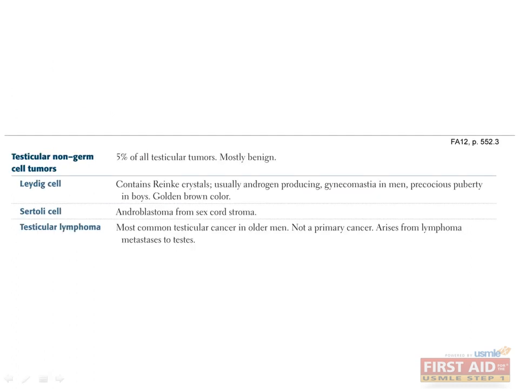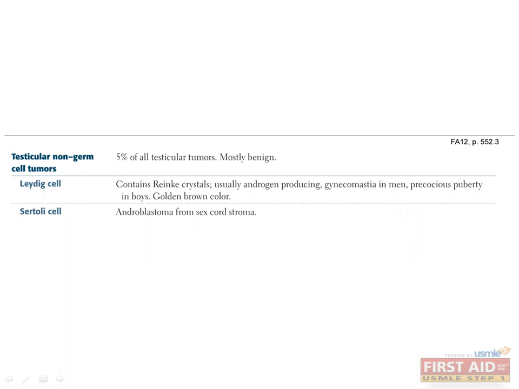The non-germ cell tumors make up the other 5% of testicular tumors, and thankfully they're mostly benign, with the exception of testicular lymphoma. They can be composed of Leydig cells or Sertoli cells, in which case they're called sex-cord stromal cell tumors. Leydig cells secrete androgens and can cause precocious puberty in boys. In some cases, they can also secrete estrogen and cause gynecomastia. Classically, these tumors have a golden-brown color. Sertoli cell tumors can also secrete estrogen, leading to gynecomastia and impotence.